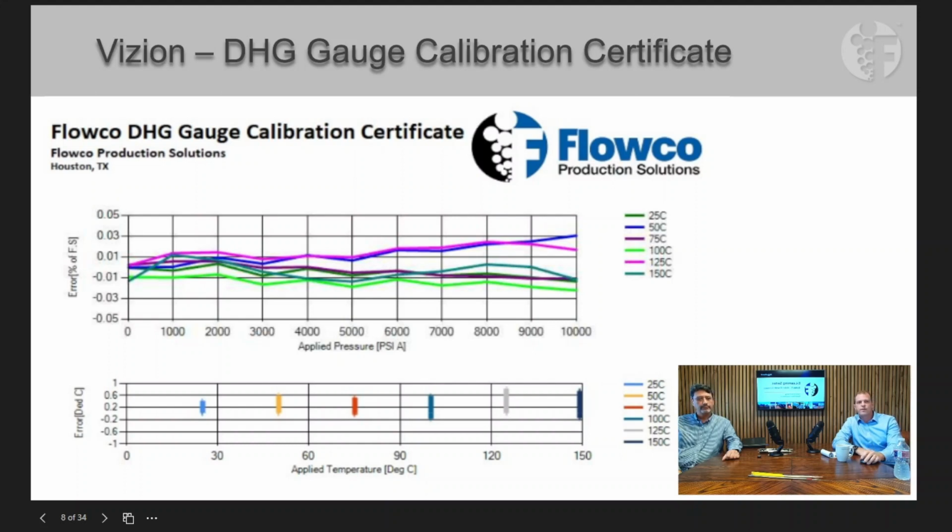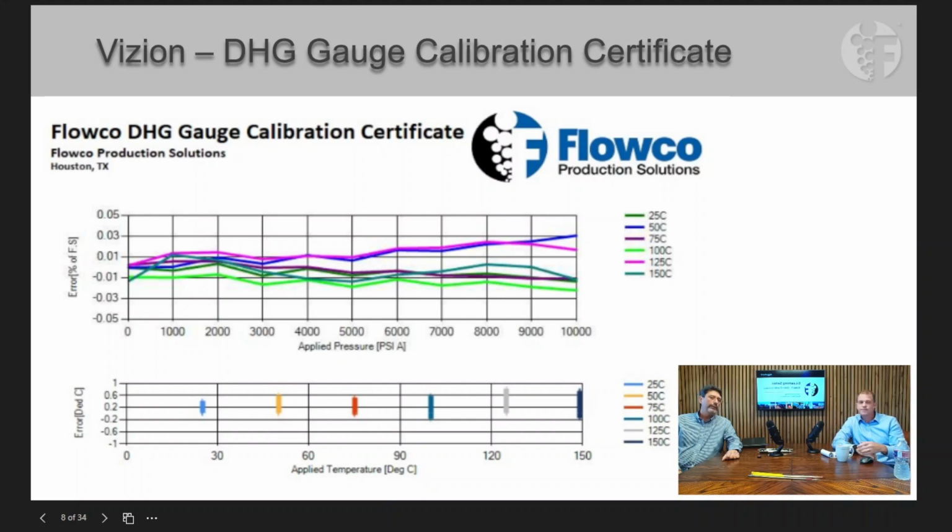So Juan, you were talking about the calibration, right? And this is where you're putting the gauge at temperature, at pressure, in basically what looks like an oven, right? And this is what you talk about from the calibration piece, making sure that if we do see 1,000 PSI, that the gauge is actually reading 1,000 PSI.